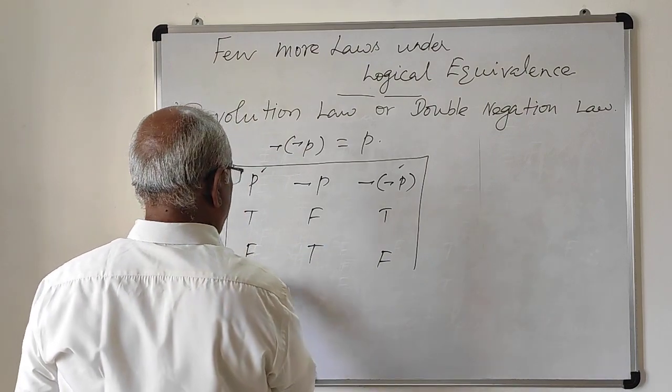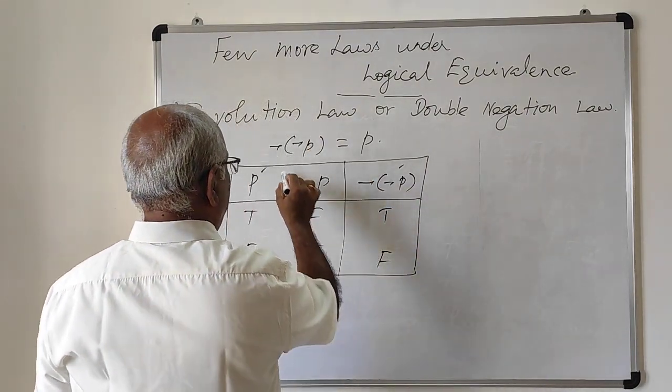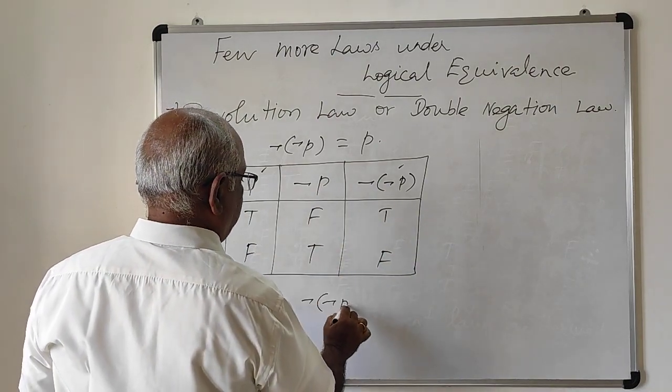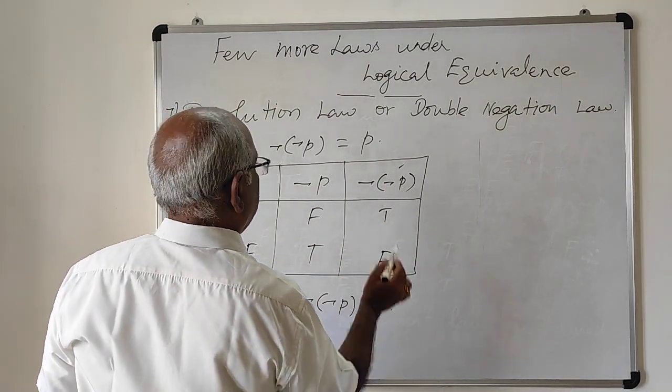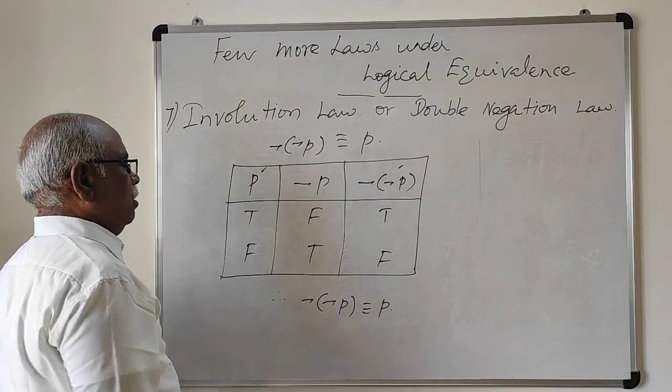So, from the table, the first and third columns are equal. Therefore, negation of negation P is equal to P. It is called the involution law or double negation law.